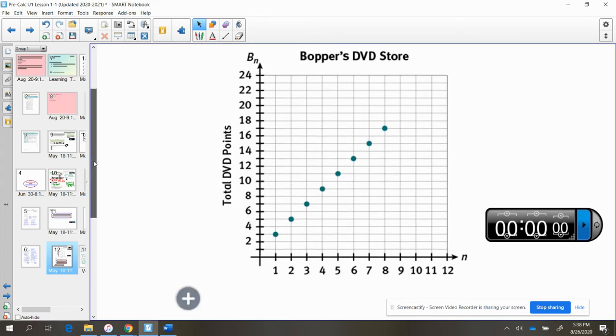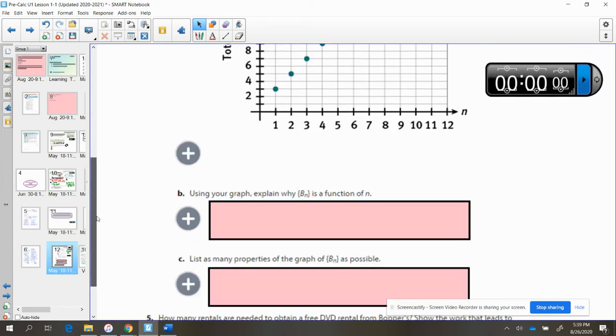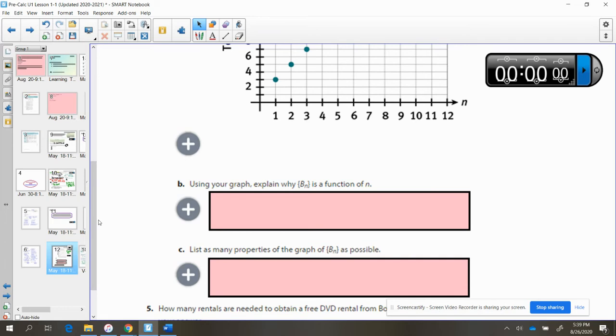Now, what you are going to see is something like this. Notice we did not connect these dots. Even though it looks like it's forming a line, we didn't connect the dots. Why is that? Well, that's because this is discrete data versus continuous data. Think about it in the context of the situation: can we rent 1.5 DVDs? No. So that's why we can't draw a line connecting these, because there isn't data that actually exists in between the points that we plotted. It's discrete versus continuous.